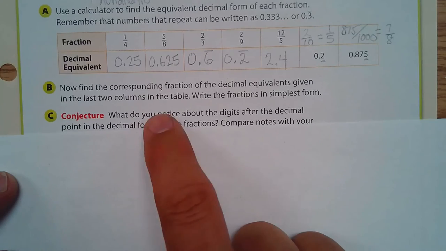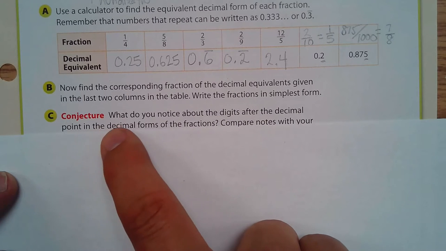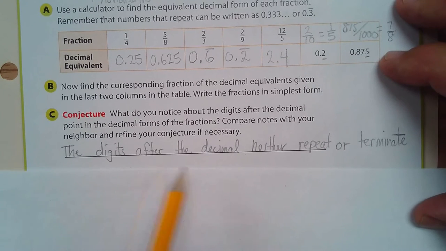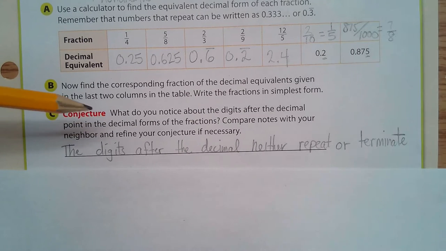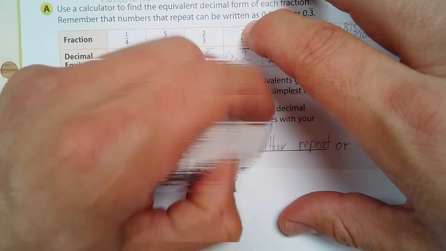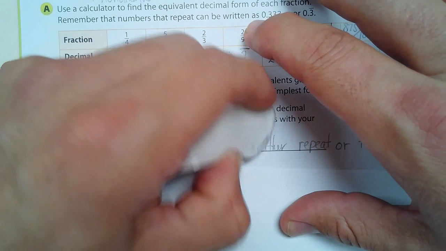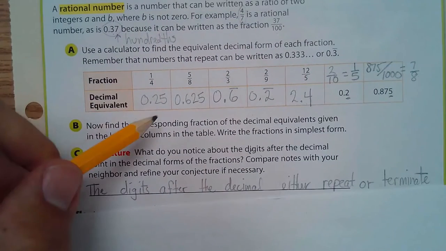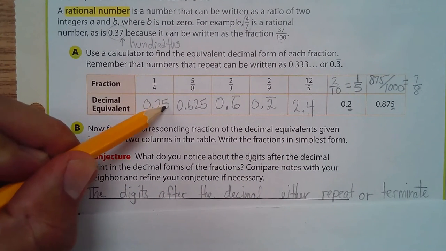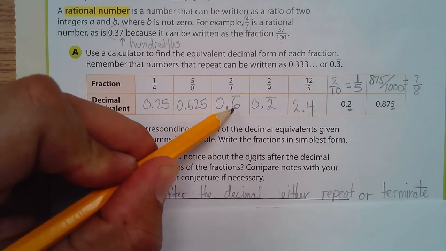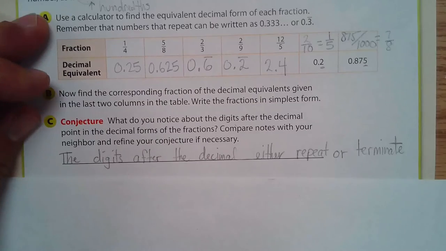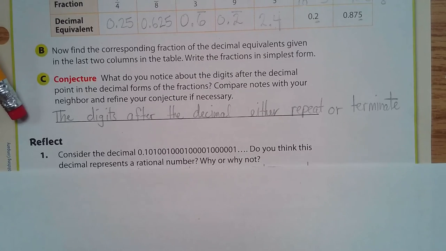Okay. Our conjecture. Well, what do you notice about the digits after the decimal point in the decimals from the calculation, from the fractions, and compare your notes with a neighbor? Well, you're not going to have a neighbor right now, but this is what I want to tell you. The digits after the decimal either repeat or they terminate. So as we look here, a terminating decimal is a decimal that comes to an end right there. This one terminates. This one repeats. That one repeats. That one terminates. There's a terminating one. So they either repeat or they terminate from these rational numbers.